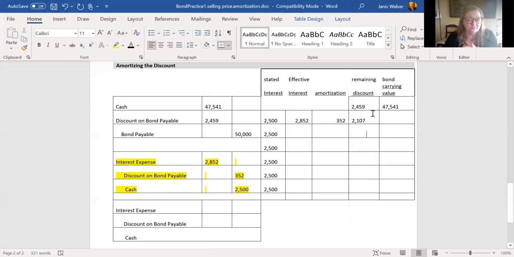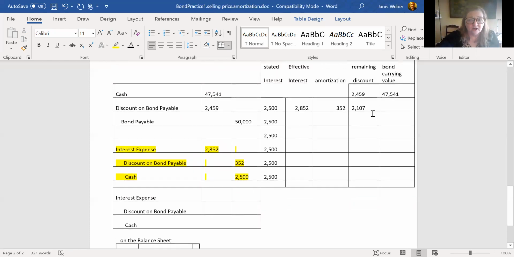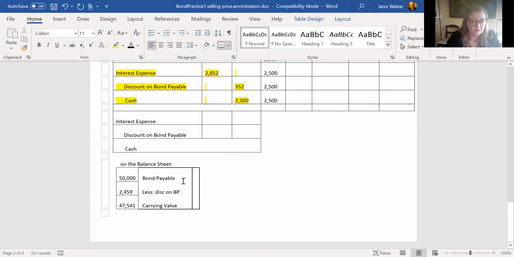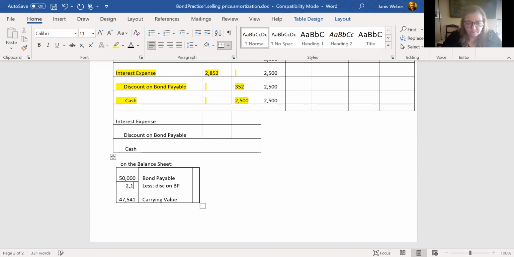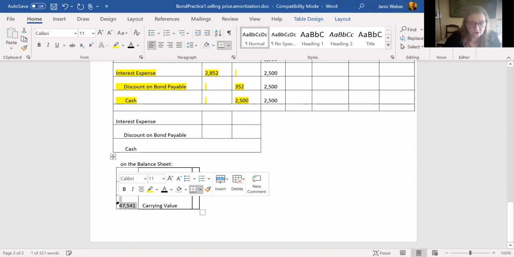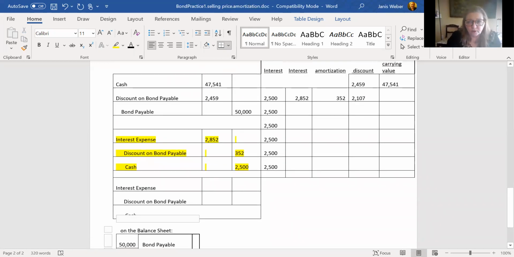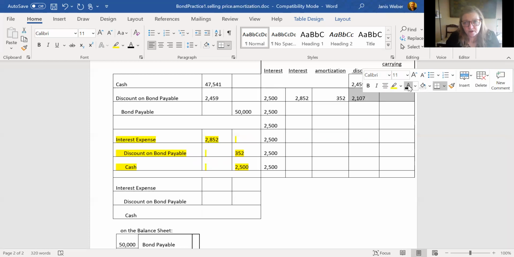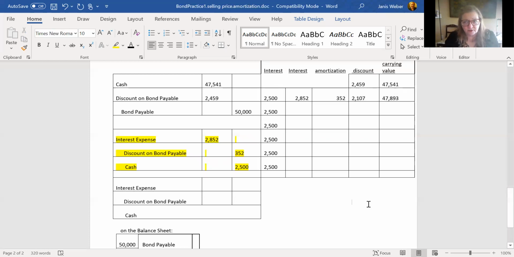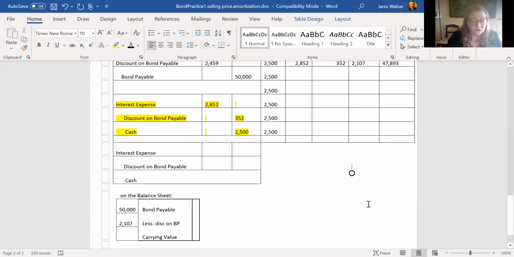So now our bond carrying value is different. At the end of the period, our discount is $2,107. So at the end of the period, our carrying value would no longer be $47,541. Now it is $50,000 minus $2,107. So the bond carrying value at the end of the period is $47,893.